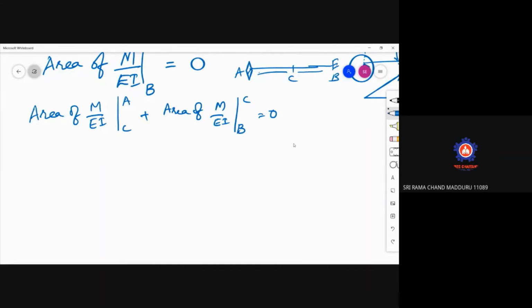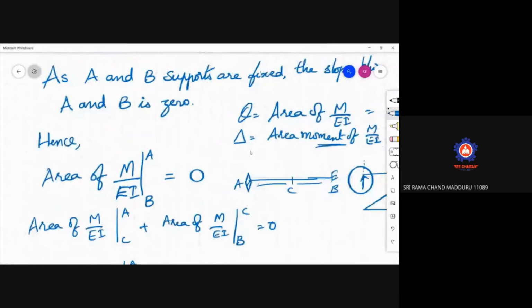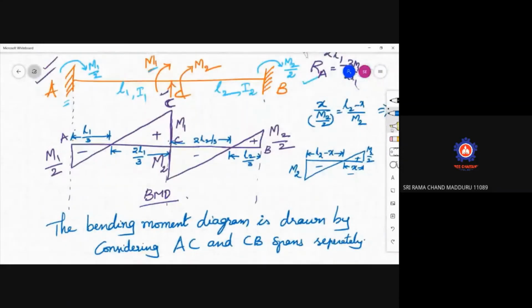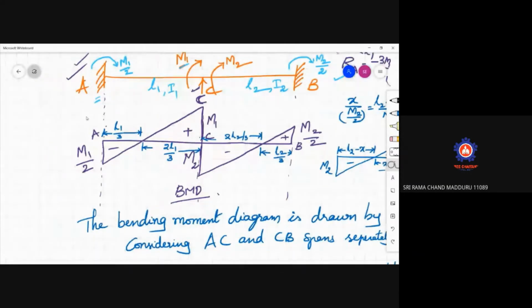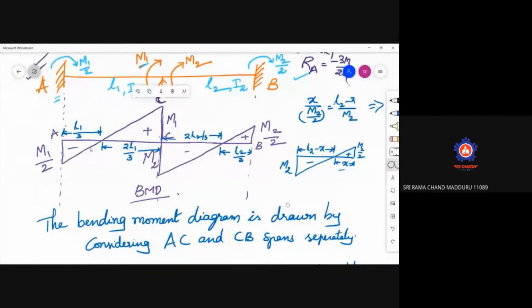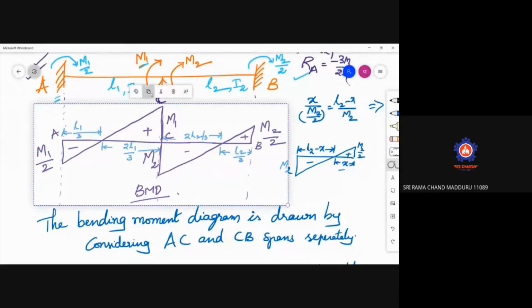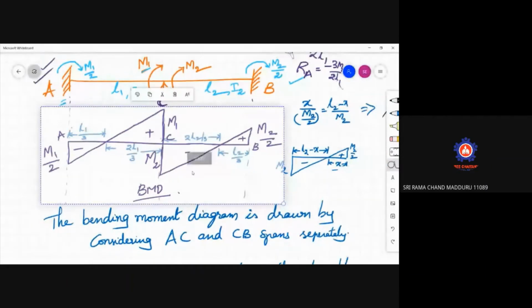Now coming to this, I will first calculate the area of the M by EI diagram corresponding to AC. Then I will calculate for CB. Then we will add them and make it 0. Now the area of M by EI corresponding to A to C. Just go back to your bending moment diagram first of all. I will bring this bending moment diagram as I want this. So what we can do, yes, it can be copied. Wait a second.